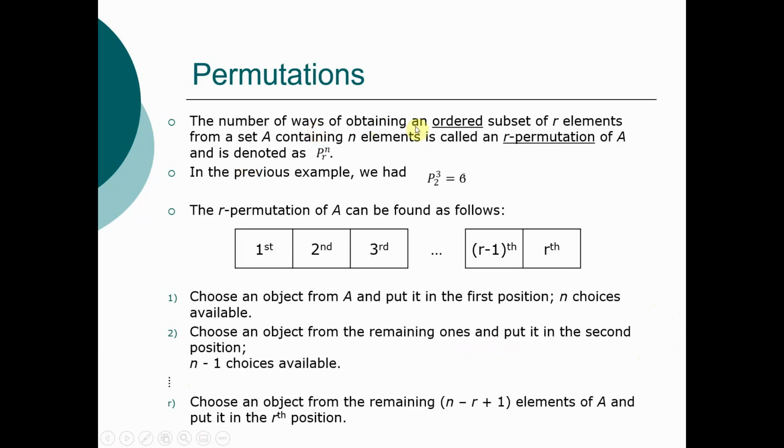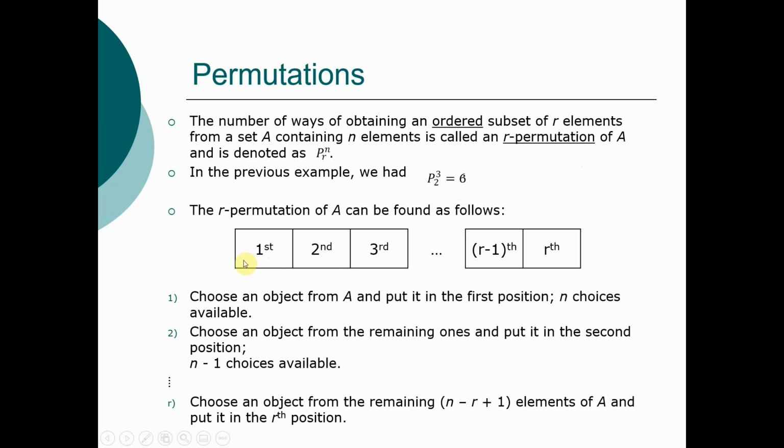The number of ways of obtaining an ordered set of R elements from a set A containing N elements is called R permutation of set A. We have R places of set A and it is denoted as P(N,R). In the previous example, we had 3 elements in the set and we only had 2 places, right? So it was 2 permutation of set A, that's why it was 6.